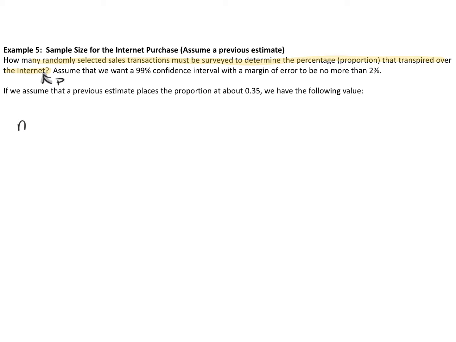And we want a 99% confidence interval, so the confidence level, I'll write this down, is 0.99. Our margin of error is no more than 2%. So go ahead and convert 2% to its decimal equivalent. And then we're also told here that if we assume a previous estimation places that proportion at about 0.35, then we have the following value.